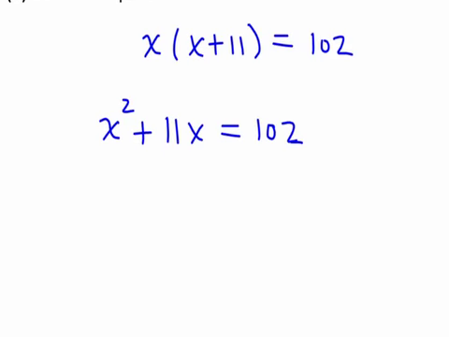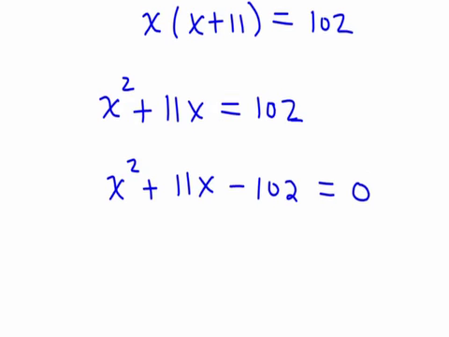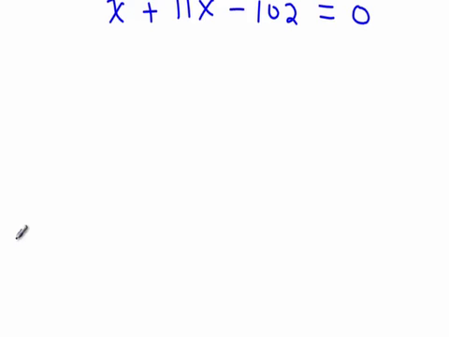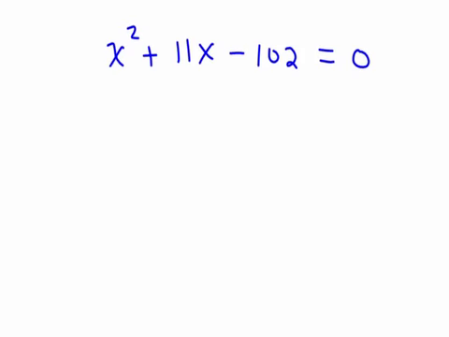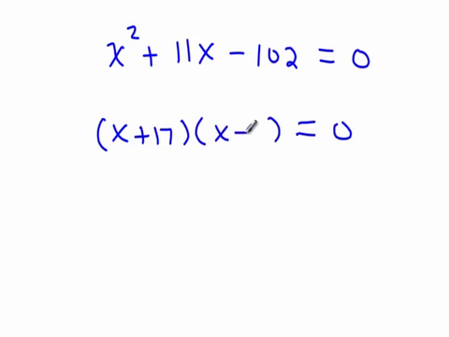So we'll set the equation equal to 0. So we have x squared plus 11x, subtract 102 from both sides, and that equals 0. We'll now try to factor this quadratic, and we can factor this quadratic. Our factors end up being x plus 17 and x minus 6.